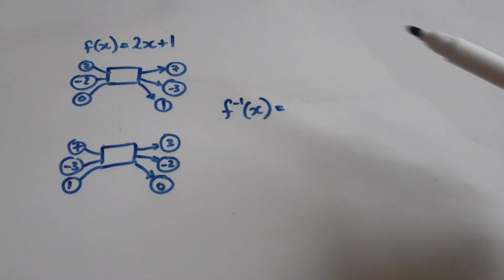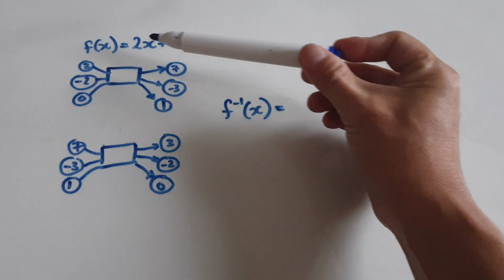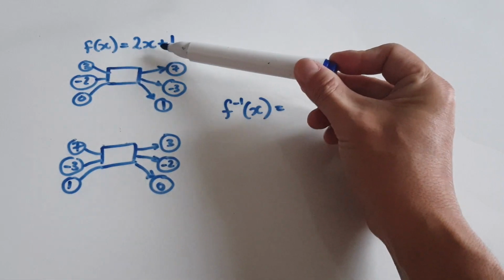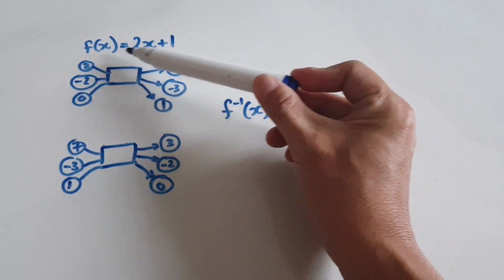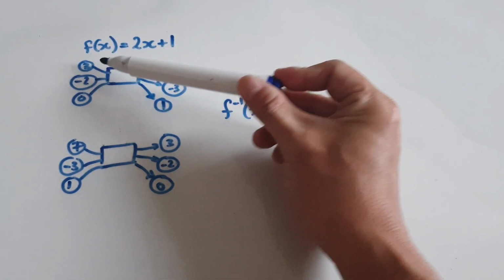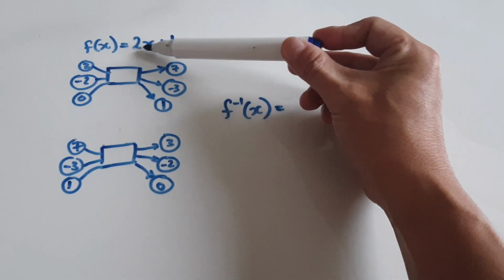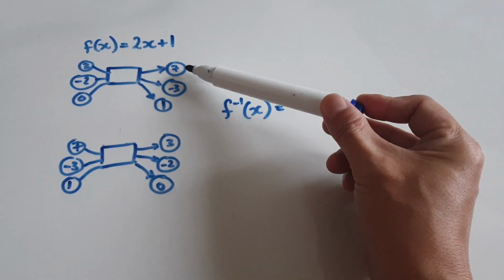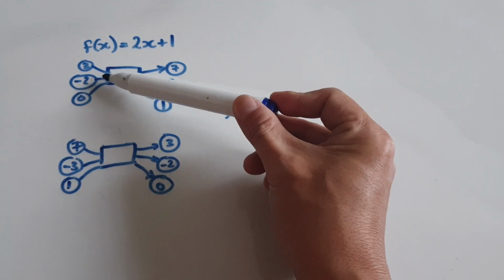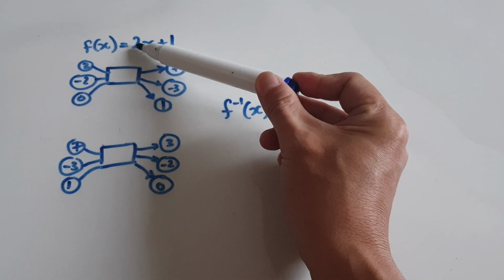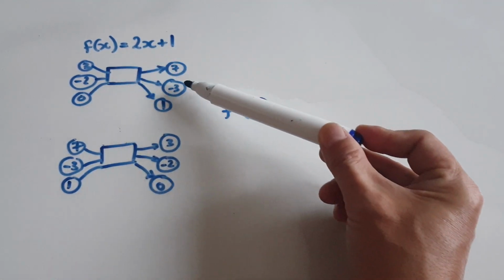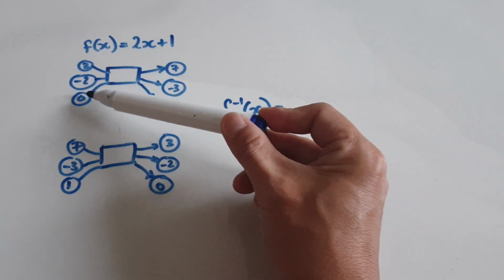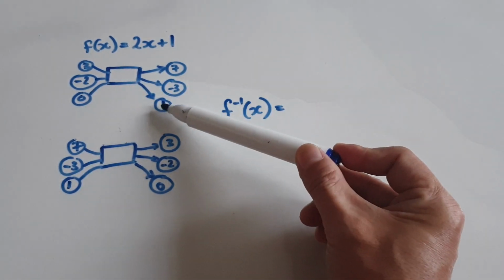Let's try to understand what an inverse function is. So a function, let's just say you've got this function. What it means is you put in a number, let's say you put in the number 3, it will multiply by 2 plus 1, the machine will spit out the number 7. You put in a negative 2, times 2 plus 1, the machine will spit out the number negative 3. Put in a 0, it will spit out the number 1.